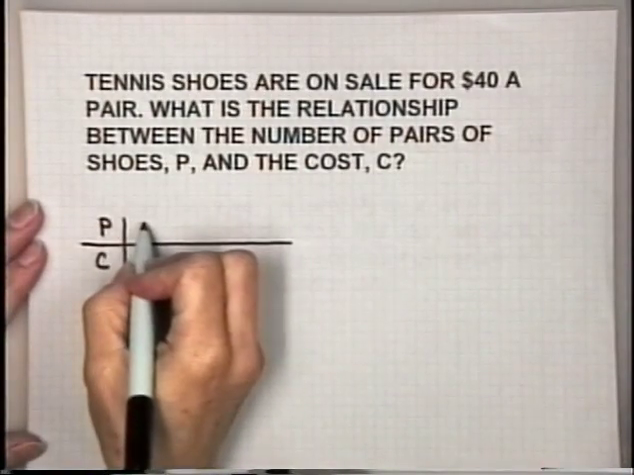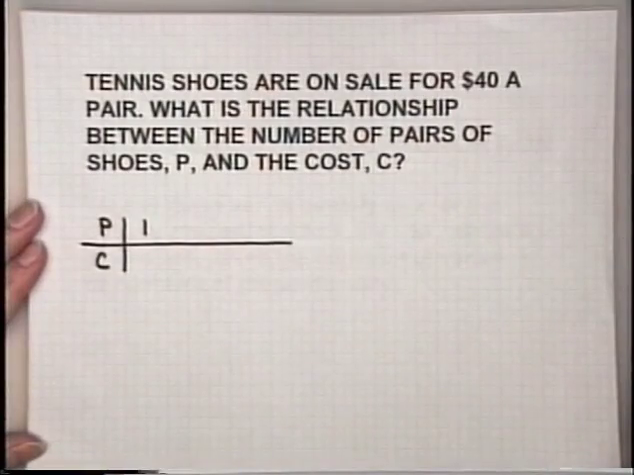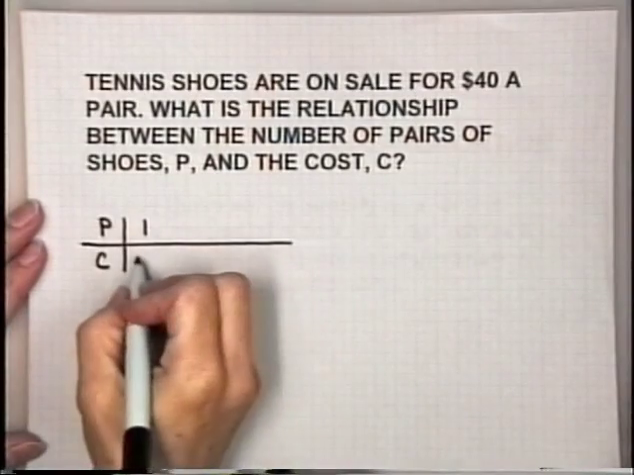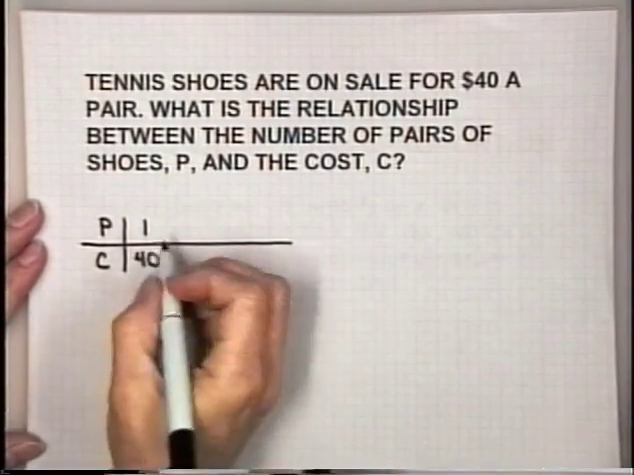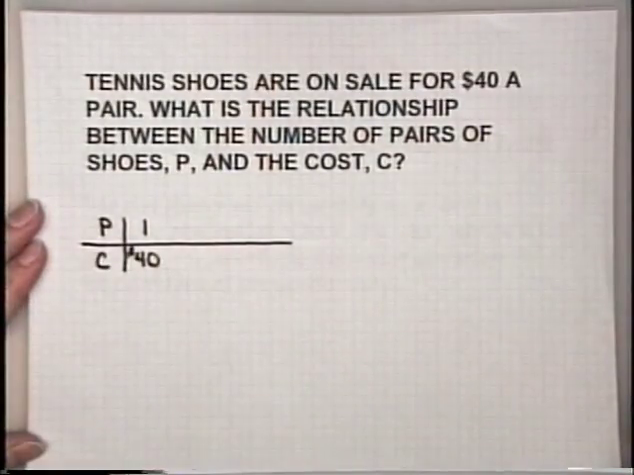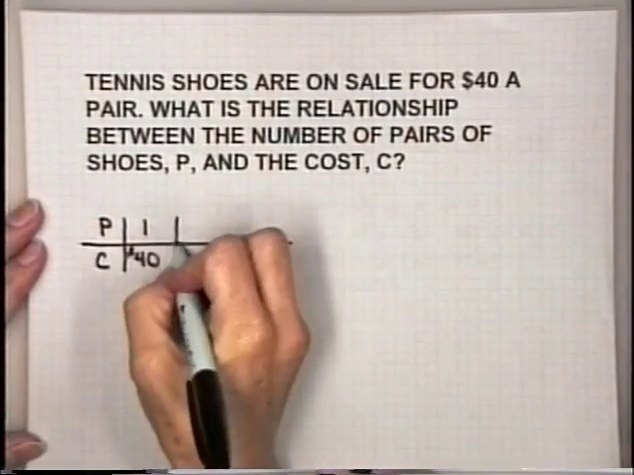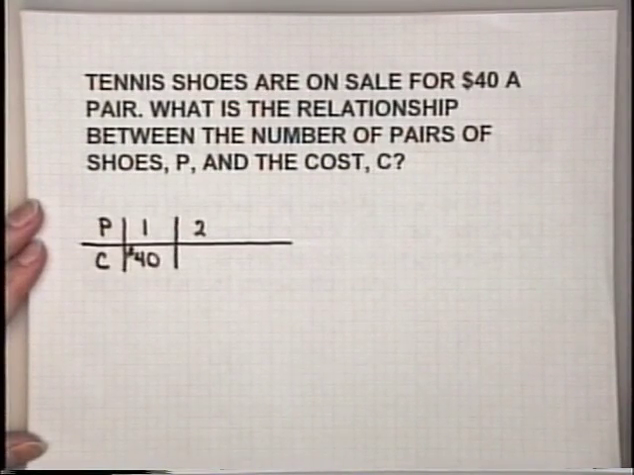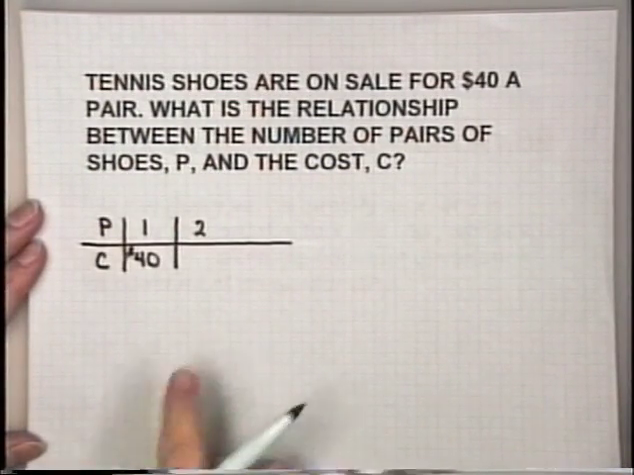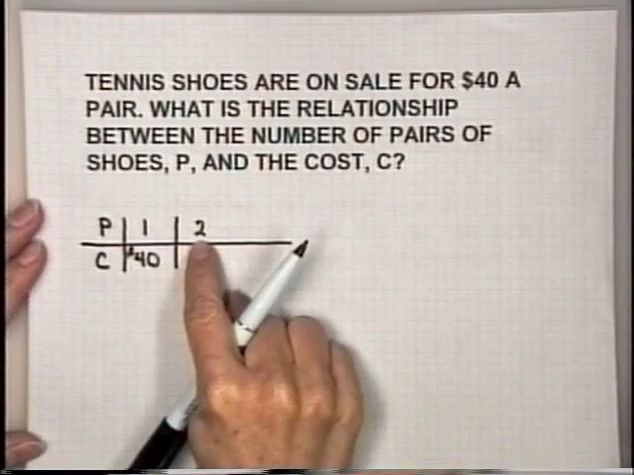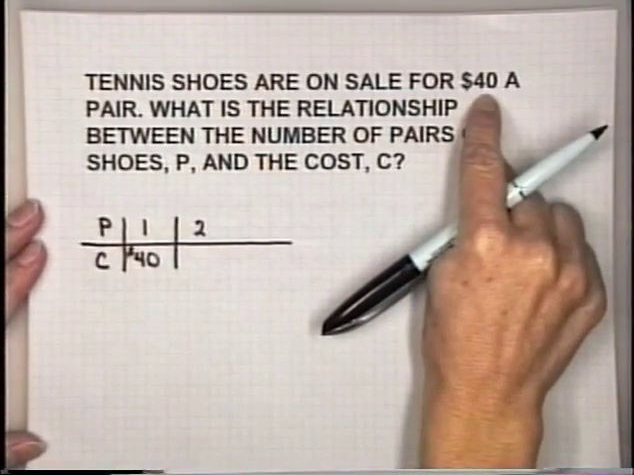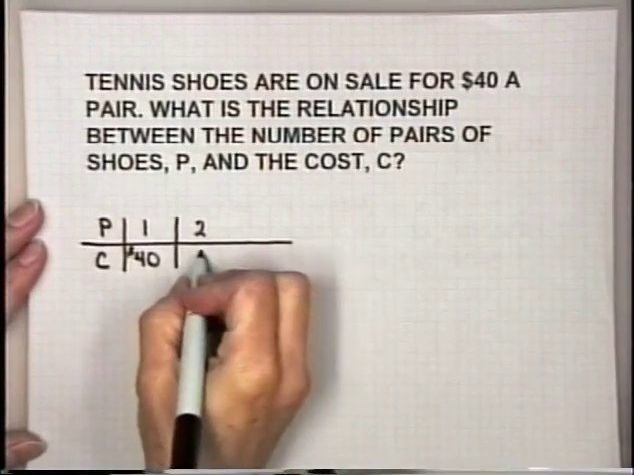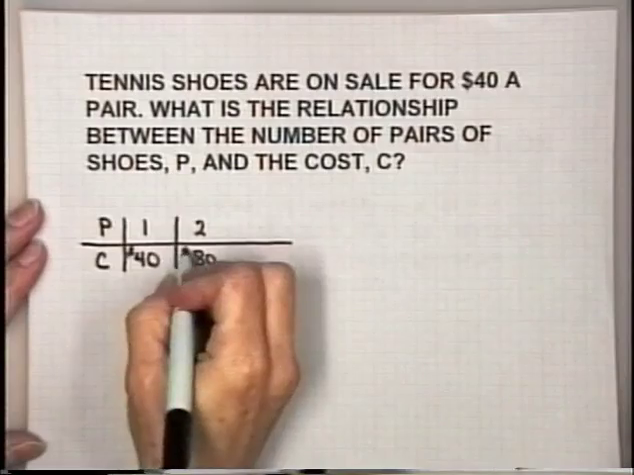Let's start with, if we choose to buy one pair of shoes, what will our cost be? Well, if the shoes are $40 a pair and we buy one pair, our cost will be $40, won't it? Okay. What if we choose two pairs of shoes? What would we do to get the cost? Well, if I buy two pairs of shoes and each costs $40, then to get the total cost, I would multiply 2 times $40 and get $80.